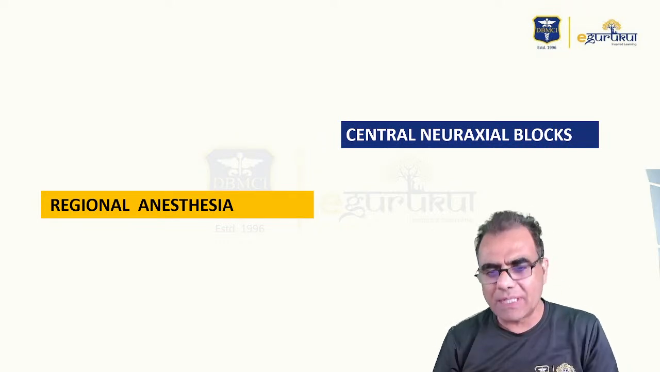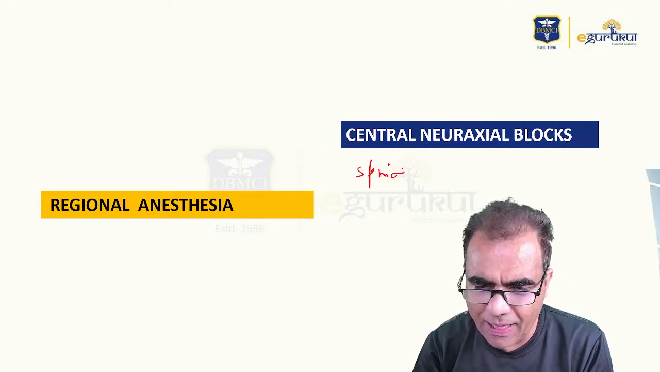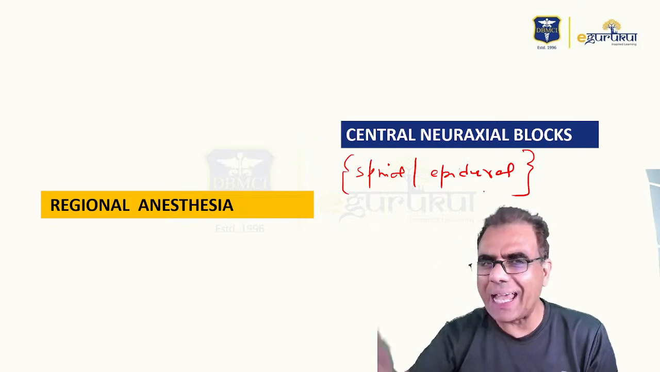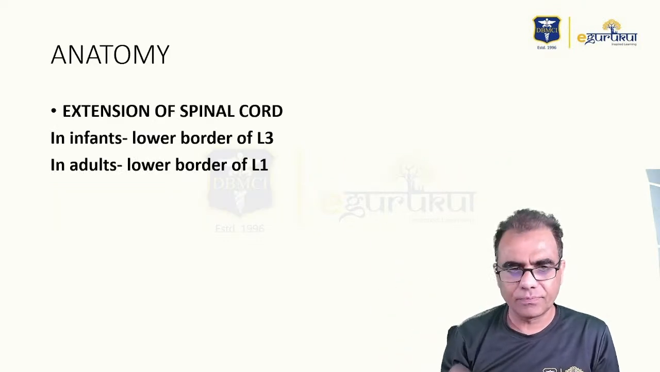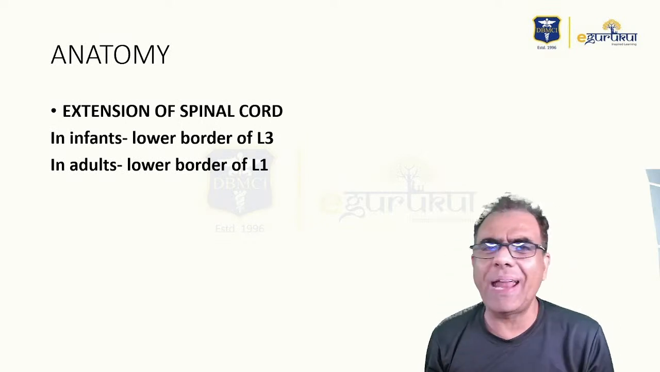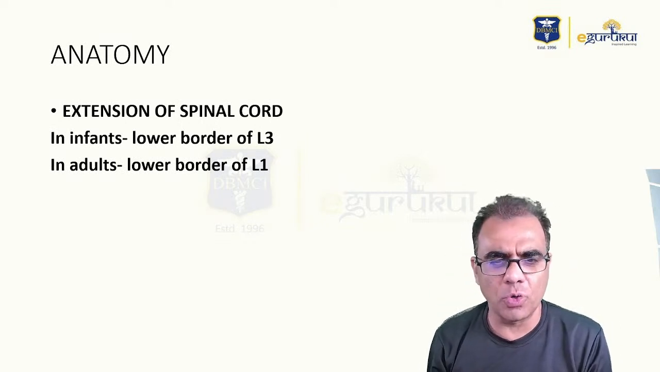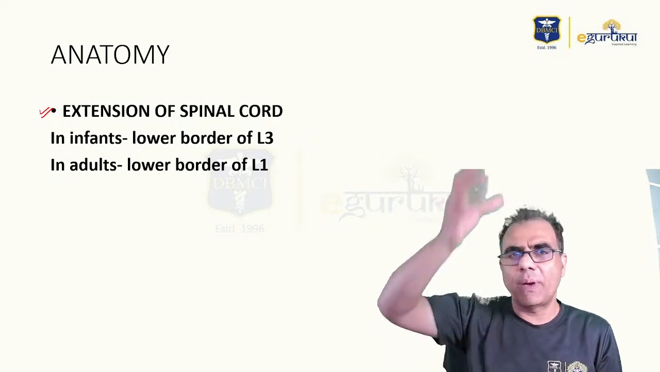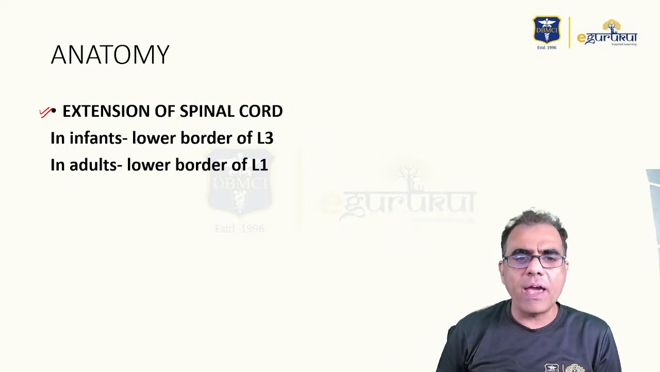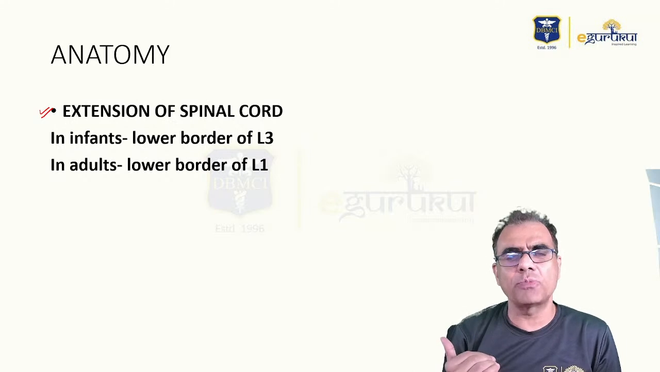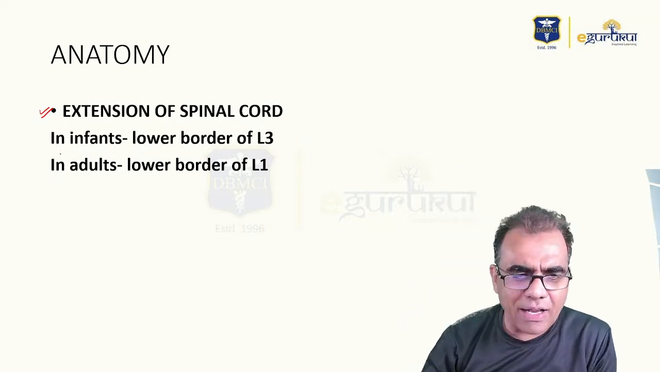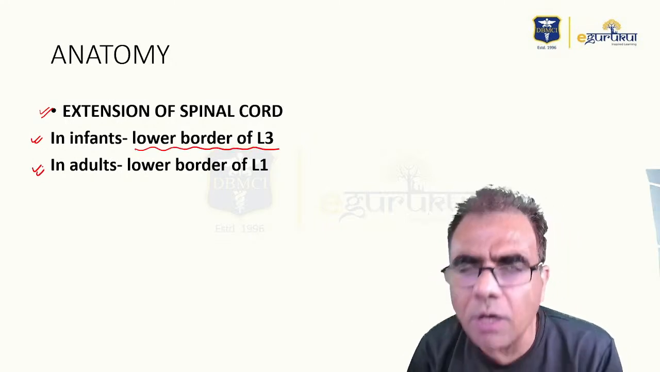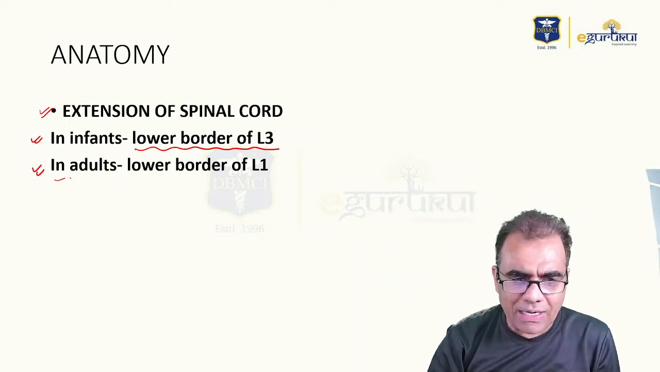Then central neuraxial blocks. Central neuraxial blocks, I told you, means spinal and epidural, given along the central neuraxis. Now, before that, some very important applied anatomy you should know is the extension of the spinal cord. During intrauterine life, the spinal cord occupies the whole of the vertebral column. Thereafter, the growth of the vertebral column is more as compared to the spinal cord, so the spinal cord starts ascending, and in infants it lies at the lower border of L3.